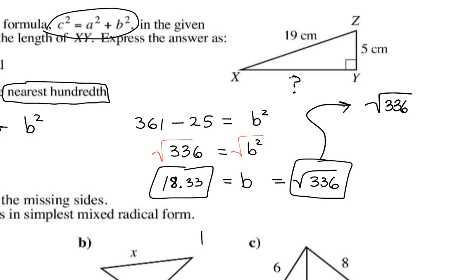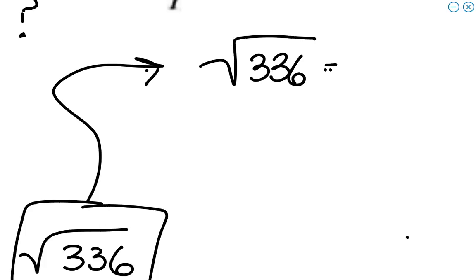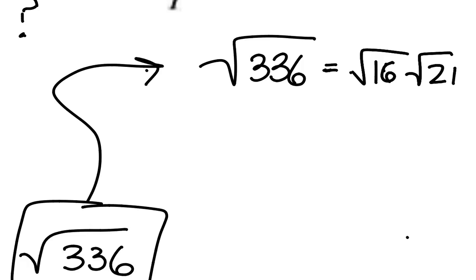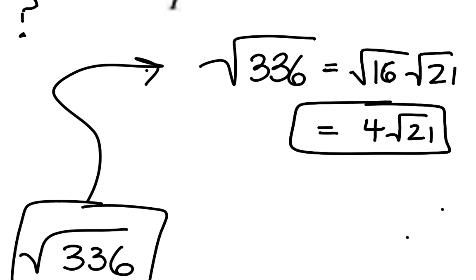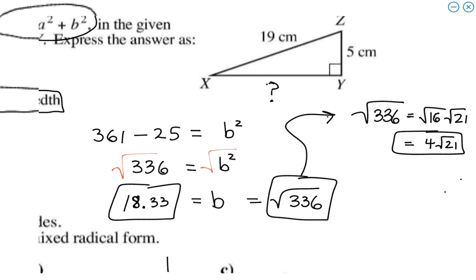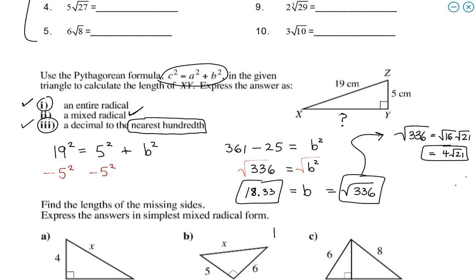So let's try that. What's 336 divided by 16? 21. So you have root 16, root 21, and the root 16 becomes 4. And that box would cover double I. So check mark for double I, mixed radical, for root 21.